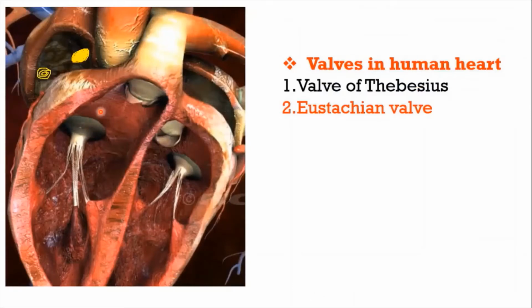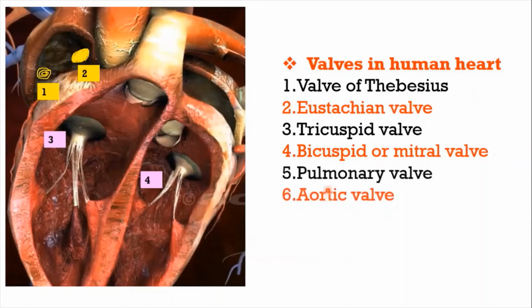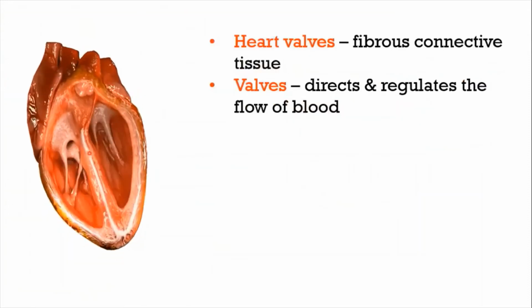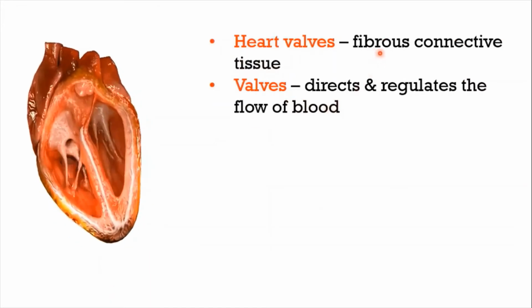These are the valves of the heart. Thebesian and eustachian valves are found in the right atrium. Tricuspid and bicuspid valves are present at the atrioventricular apertures. These apertures are present between the atria and the ventricles. The next type of valves are the pulmonary and aortic valves. They guard the opening of the ventricles into the aortic arches. Valves play an important role in the working of the heart. They are made up of fibrous connective tissue.